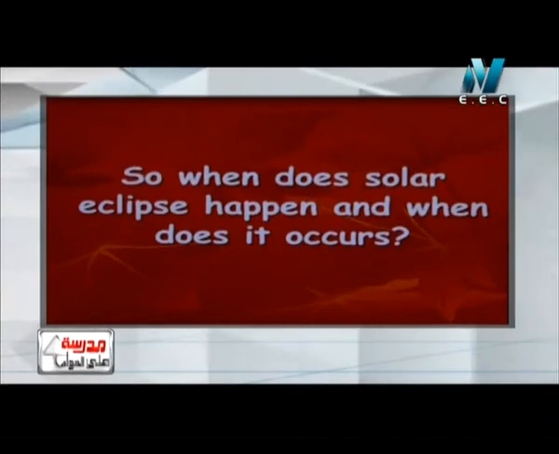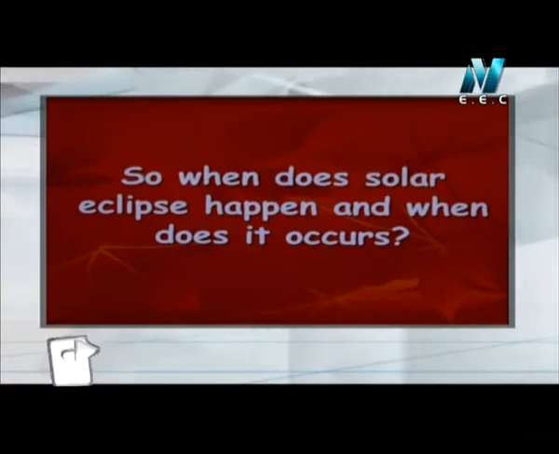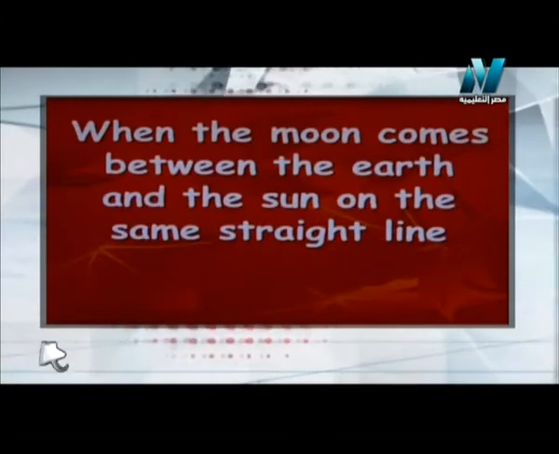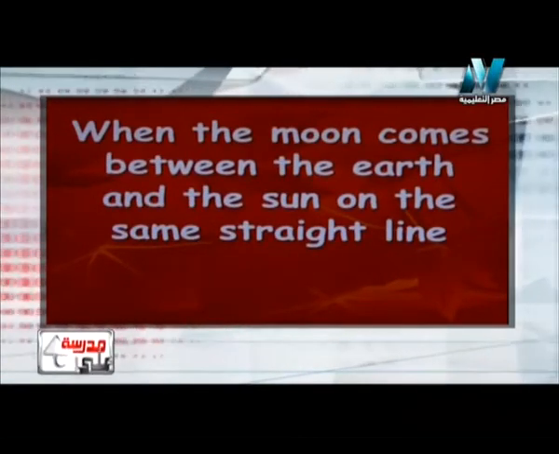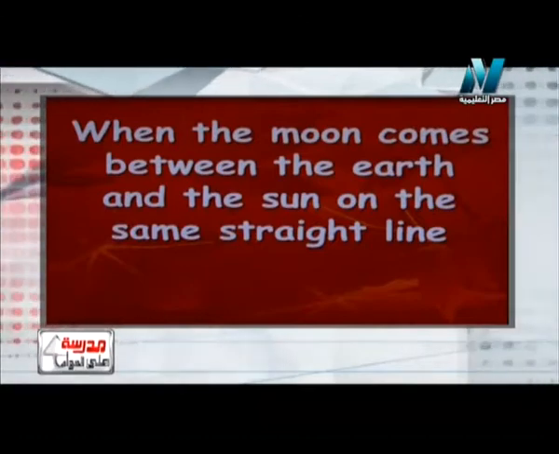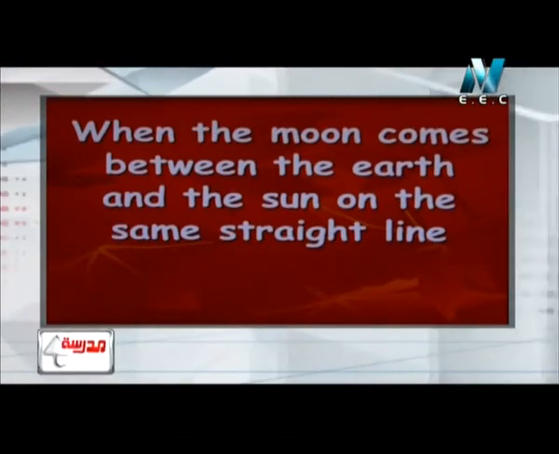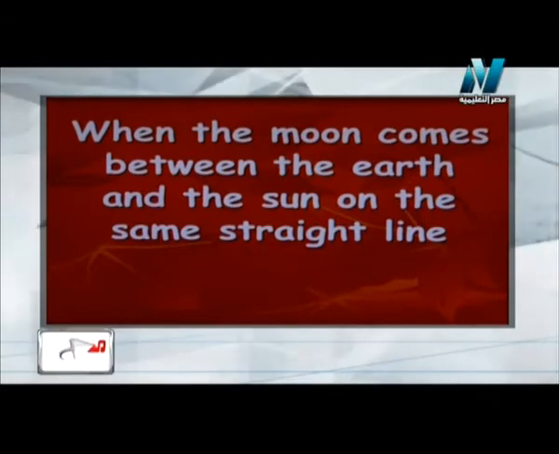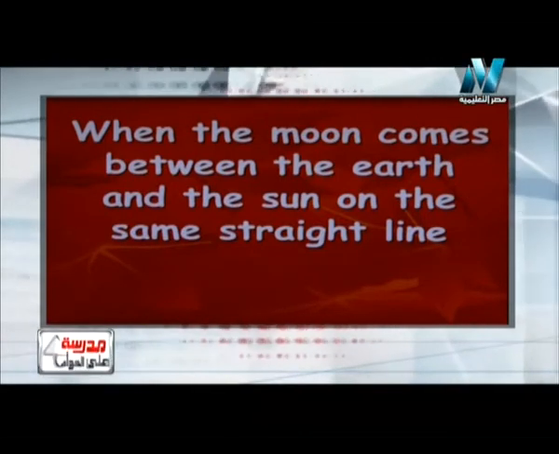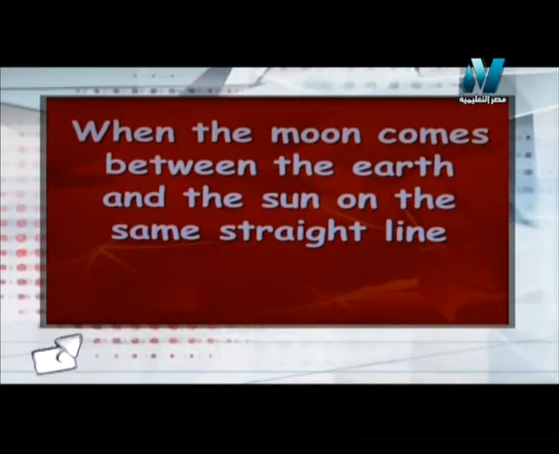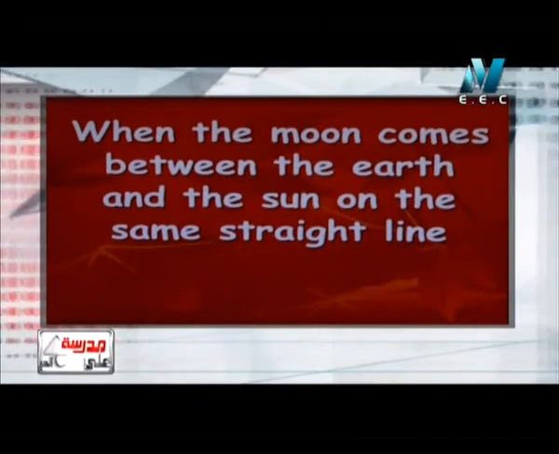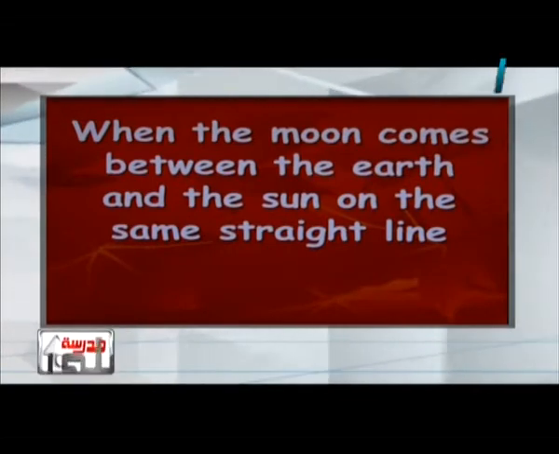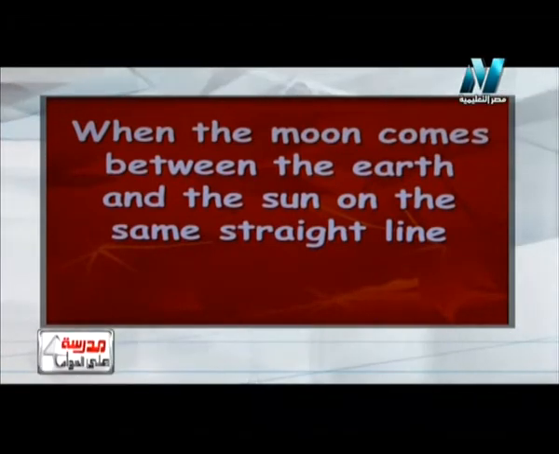And also, so when does solar eclipse happen and when does it occur؟ امتى بيحصل solar eclipse؟ When the moon comes between the earth and the sun on the same straight line. ده أول شرط للإكليبس. عشان يحصل solar eclipse في شرطين. أول شرط, first condition, when the moon comes between the earth and the sun. أول شرط المون يكون بين السان والأرث. And the second condition, الشرط الثاني, on the same straight line، على نفس الخط المستقيم الواصل بين الأرث والسن. Okay.